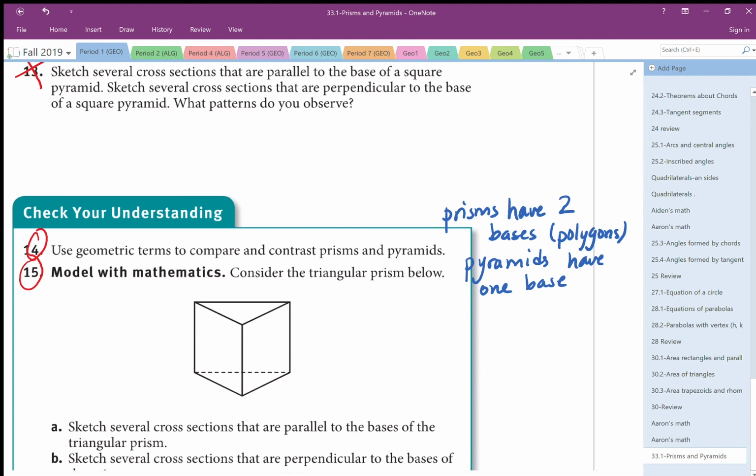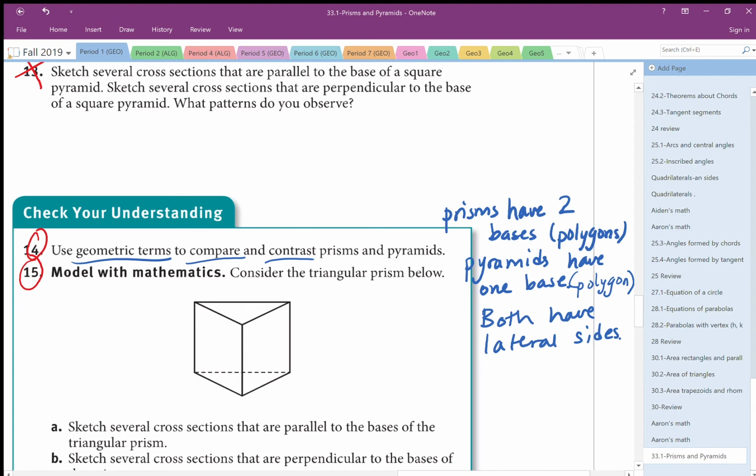So I get that's geometric terms. So both have lateral sides because I'm comparing and contrasting. Okay, prisms have 2 bases that are polygons. Pyramids have 1 base. That one's also a polygon, by the way. And then both have lateral sides.